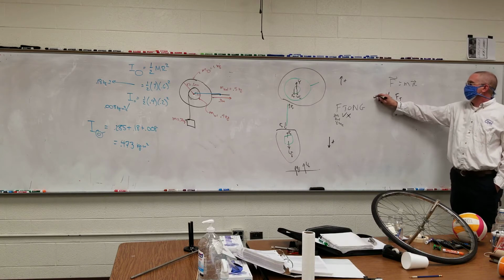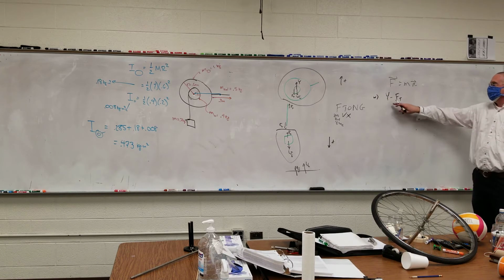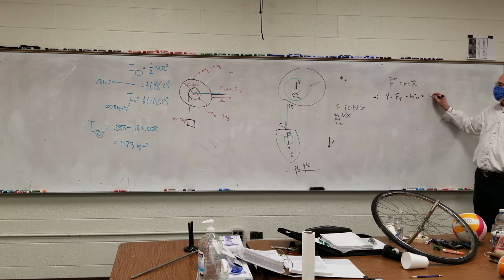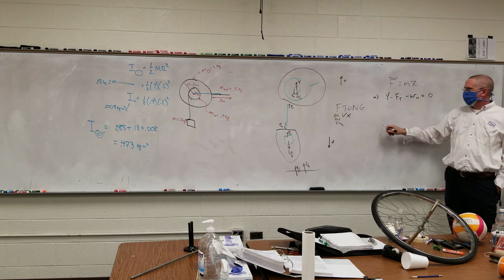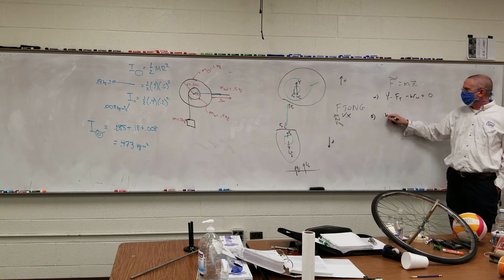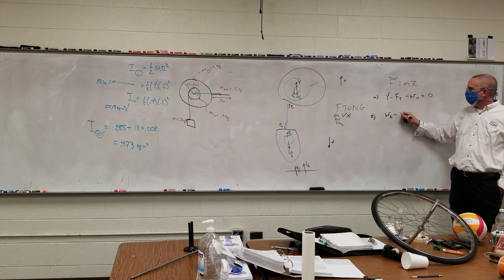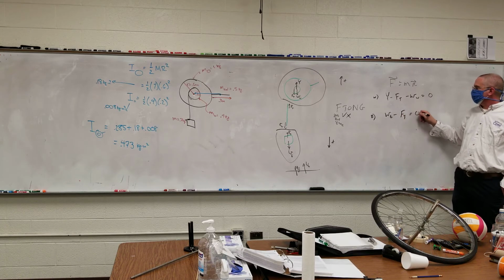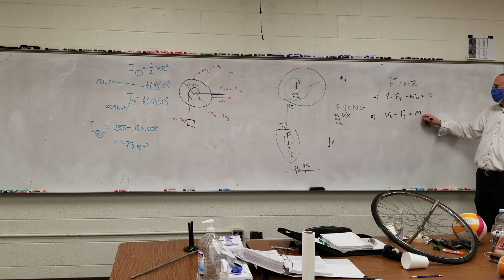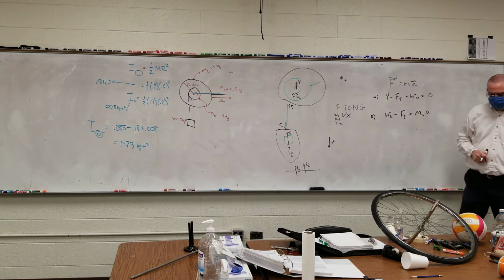So for the wheel, we have Y minus Ft minus the weight of the wheel equals 0. And for the box, we have WB minus Ft equals 0. Oop, no, sorry. Equals mass of box times acceleration.